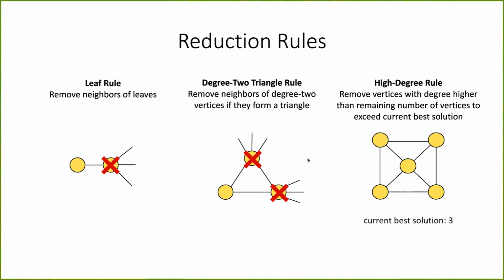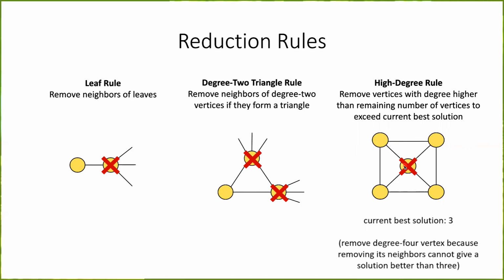Last, we have the high degree rule, which states that we can remove vertices with degree higher than the remaining number of vertices allowed to exceed the current best solution. So for example, if we have this graph and the current best solution is 3, we can remove the center vertex, which has degree 4, because removing its neighbors cannot give a better solution than 3.